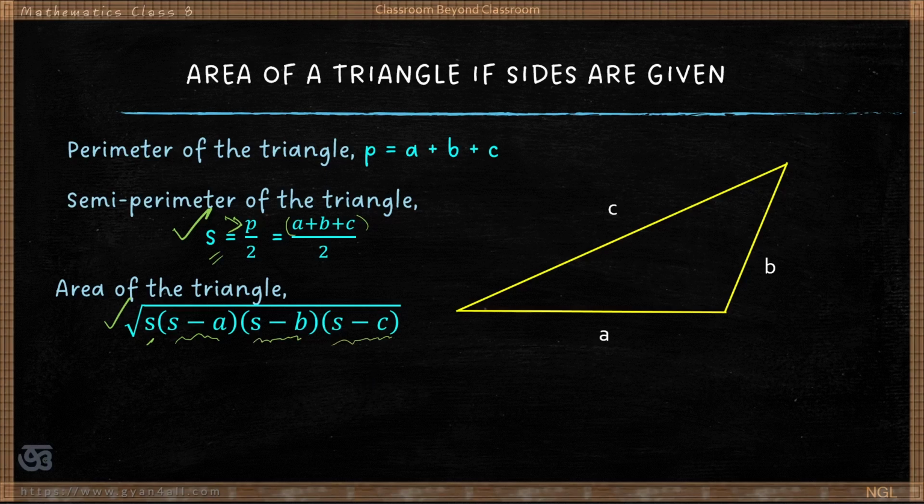And this formula is also called Heron's formula or Hero's formula for finding the area of a triangle when the sides are given. There are many proofs of this formula, but at this stage you need not know the proofs, you simply have to use this formula. That means you put the values and get the result, that means get the area of the triangle.